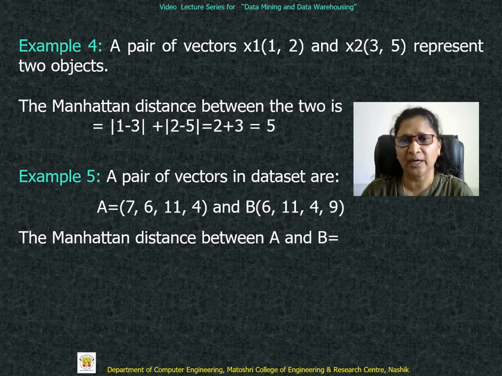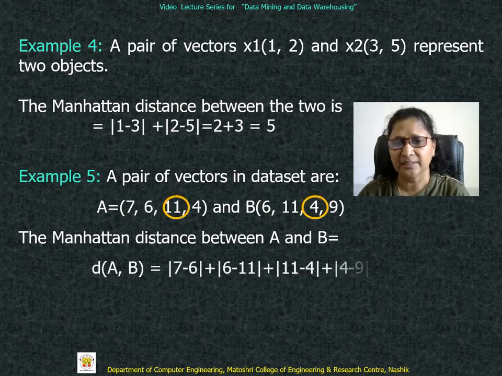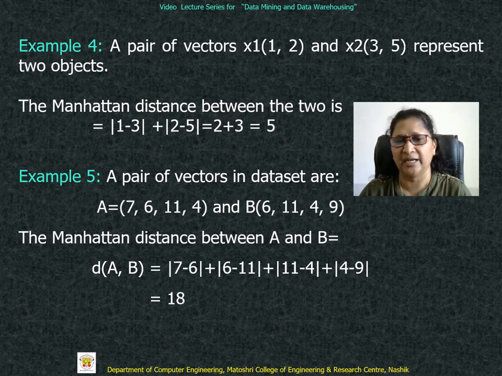These earlier were two features. Now let's look at vectors with 4 features. Then Manhattan distance between A and B is computed by taking the sum of absolute differences between respective features, and it comes out to be 18 here with 4 features, and here it is 5.